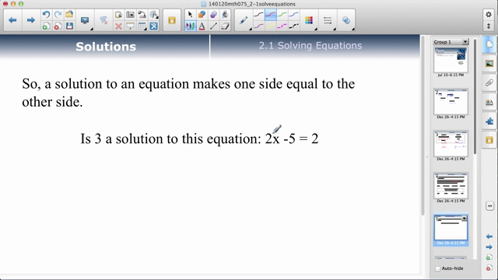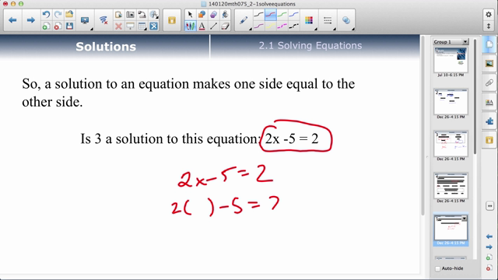So here's a question. Here's an equation, and the question is, is 3 a solution? Okay, well, we could find that out simply by substituting. What I like to do is write the equation down again, 2x minus 5 equals 2, and then everywhere I see a variable, I put in a bracket. And then in a different color, you don't have to use a different color, I put whatever the x is. So x here is 3.